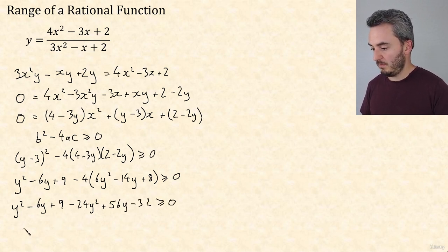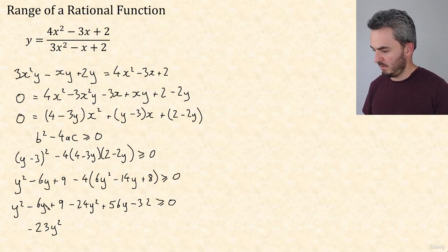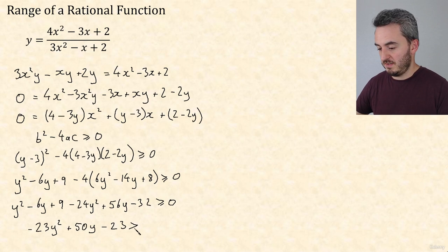Finally, getting all of that together, we've got minus 25y squared, then that looks like plus 50y, and then 9 minus 32 is minus 23, is greater than or equal to 0. Okay, neating all that up, we've got minus 23y squared. Then what is that? That's plus 50y and then minus 23.